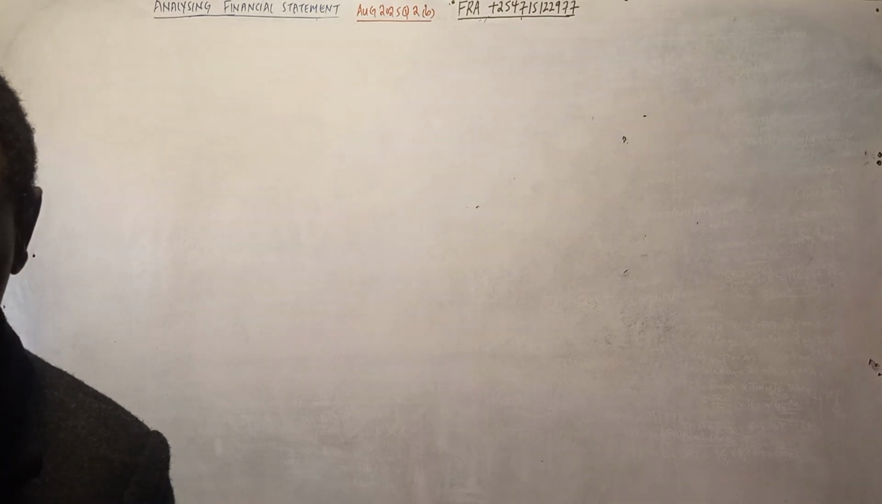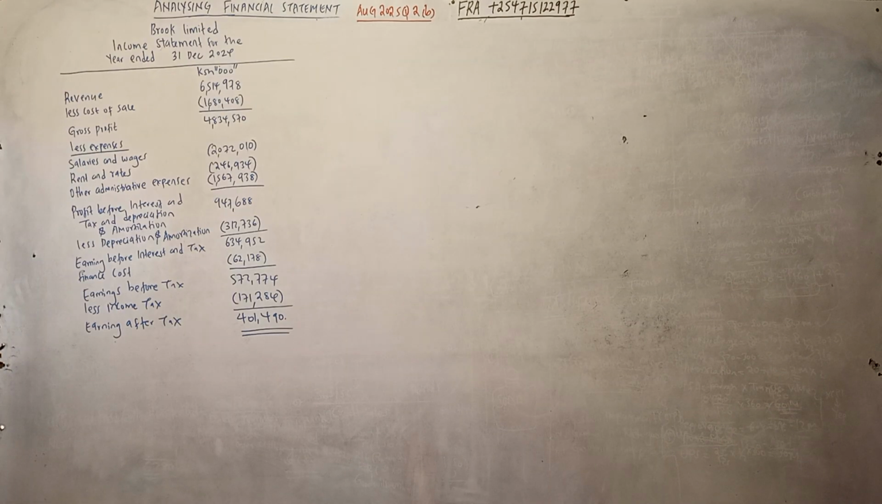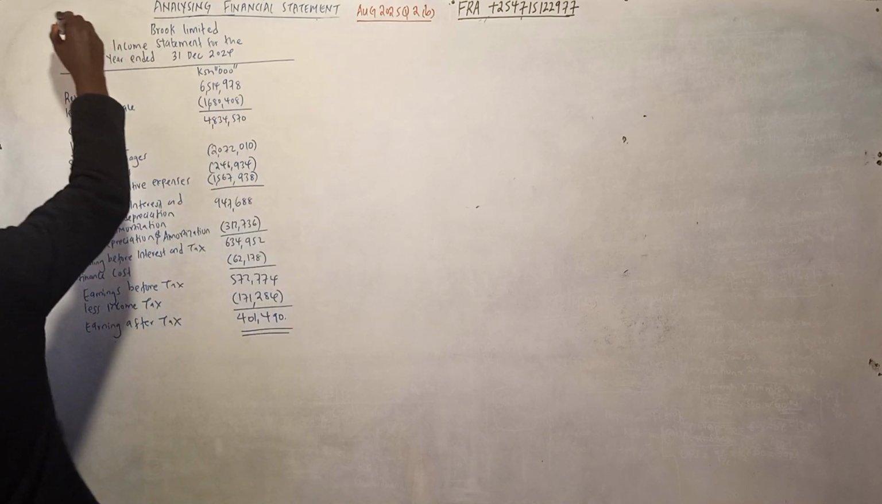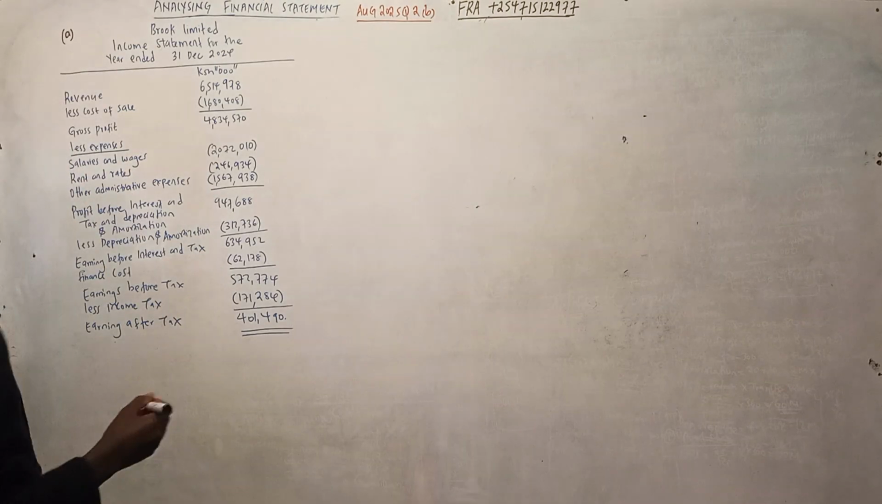So let me draft the income statement on the board and the balance sheet on the board. Then we do the question together. So allow me to draft the income statement first on the board. So that is the income statement. It is a copy paste from the financial statement. Now let us do part A of this question. Part A requires us to compute what we call the vertical common size statement.